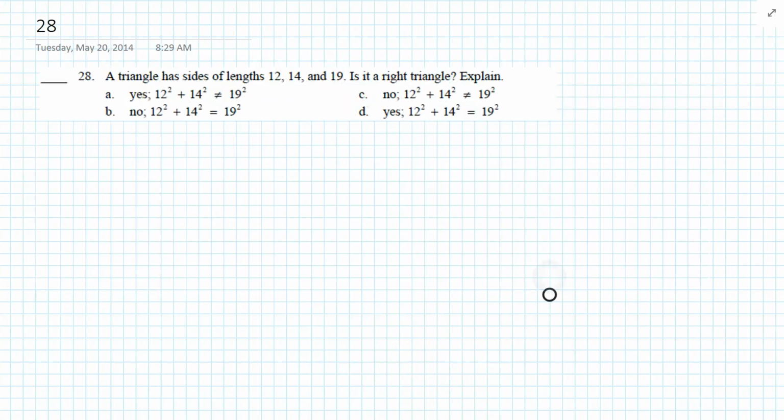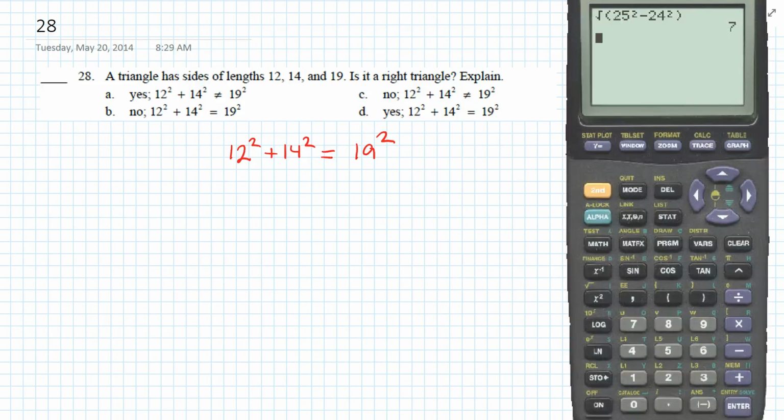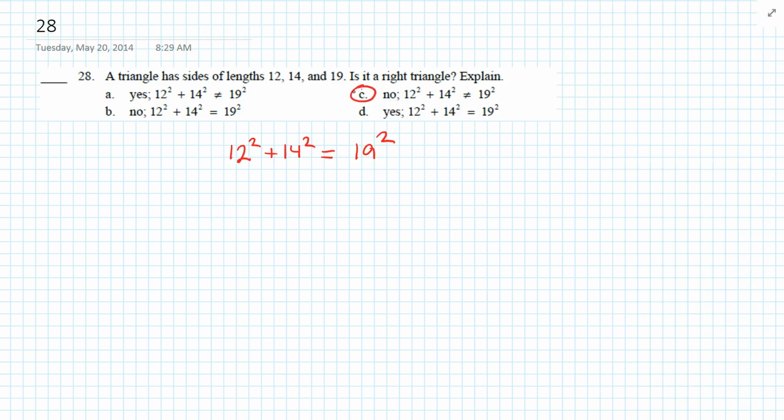28. A triangle has side lengths of 12, 14, and 19. Is it a right triangle? Well, to be a right triangle, 12 squared plus 14 squared must equal 19 squared. That's easy calculator work. So let's just do 12 squared plus 14 squared minus 19 squared. If this equals 0, it's a right triangle. It does not equal 0. So the answer is no.